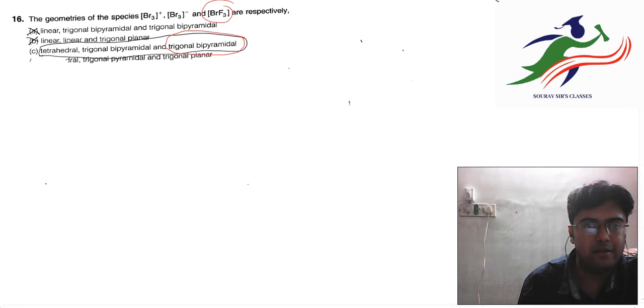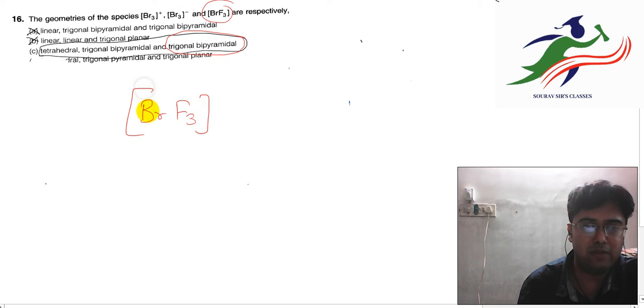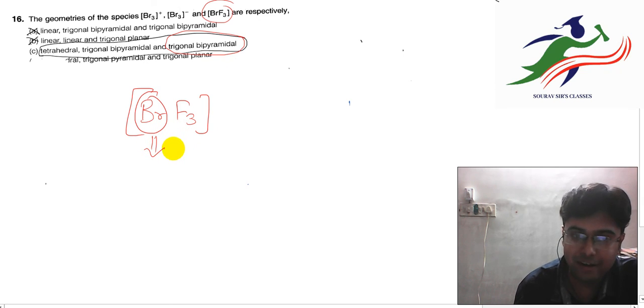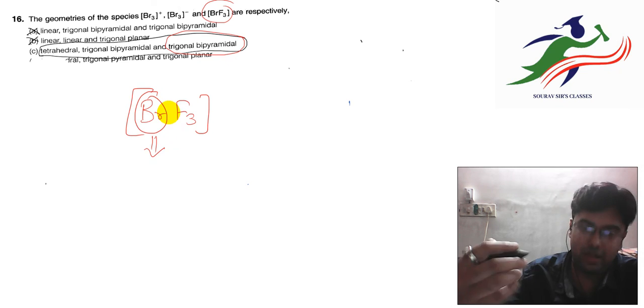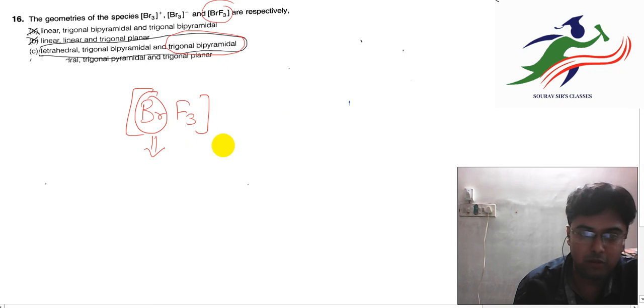For BrF3, what will be the central atom? Yes, bromine will be the central atom because it's present alone. Go by the size: bromine is greater than fluorine. Go by the electronegativity, the one which is less electronegative. Fluorine is more electronegative than bromine. We know down the group the electronegativity decreases. So you have to remember fluorine, chlorine, bromine, iodine. Down the group, the electronegativity decreases. So bromine will have less electronegative character than fluorine.